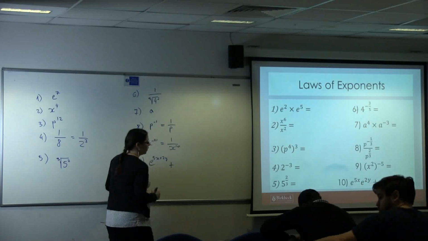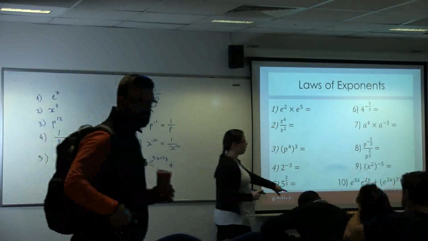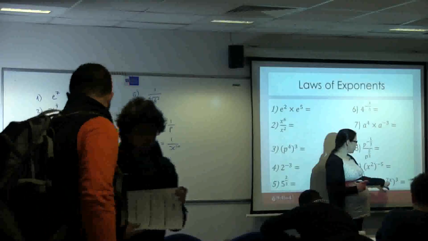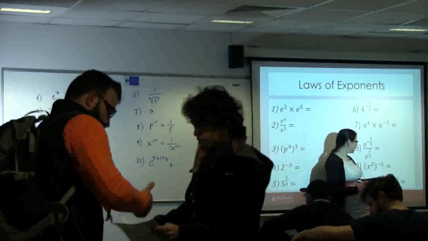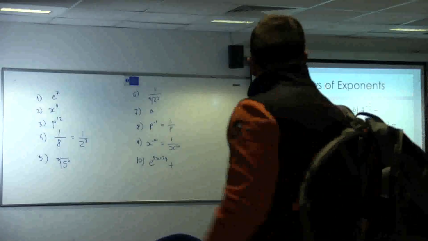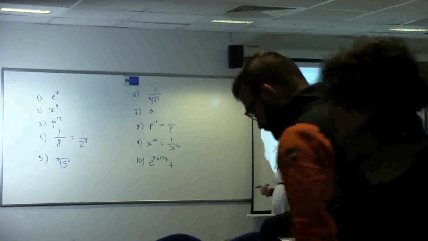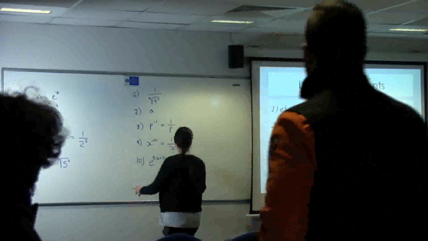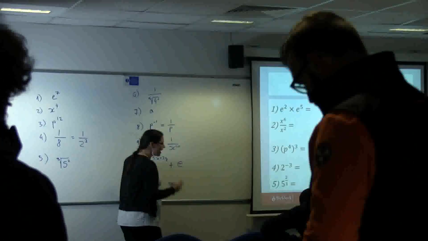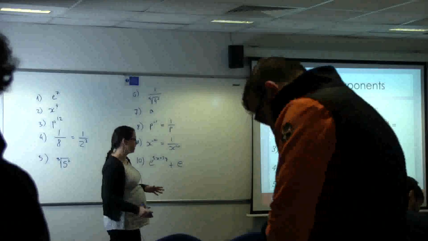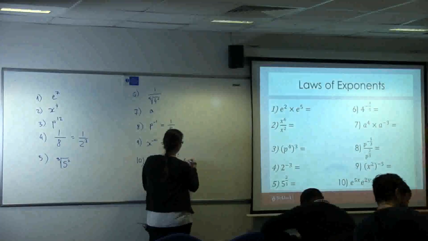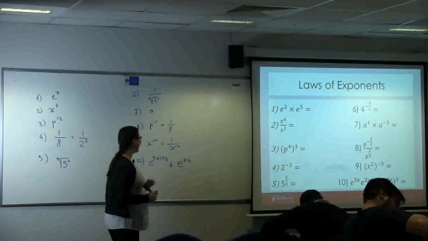Add. What's going on in the second term? e is raised to the 2x, and then I have to raise that to the third power. So when I'm raising a power to a power, what do I need to do? Yes, I can hear the whispers: multiplying together. Okay, so then what will be the power? 6x.